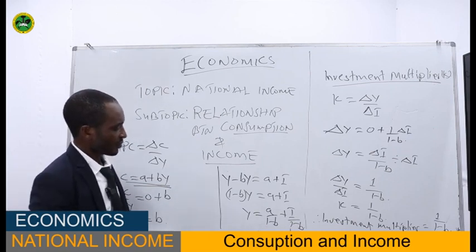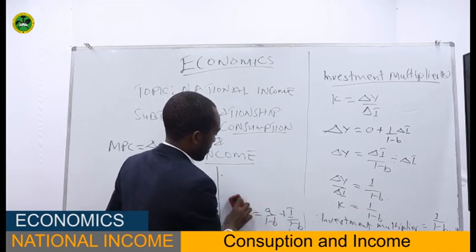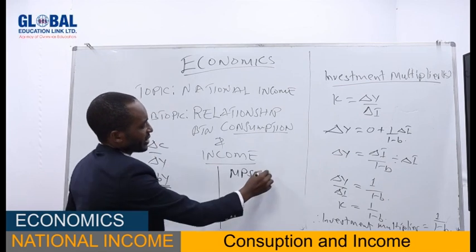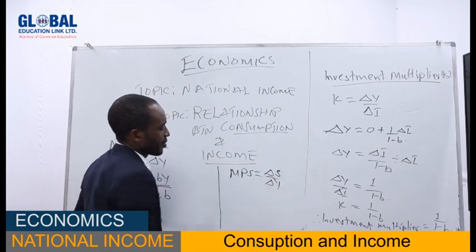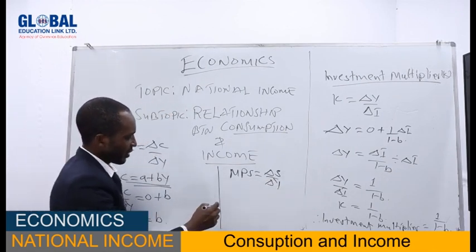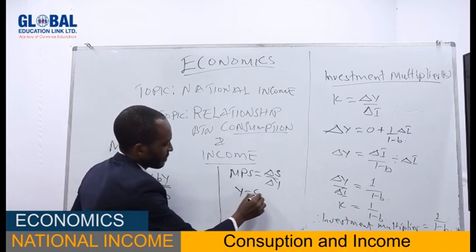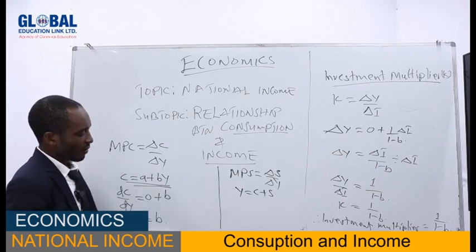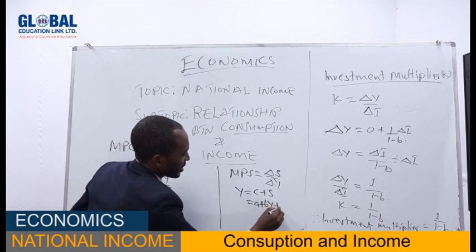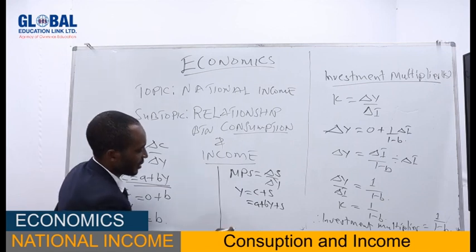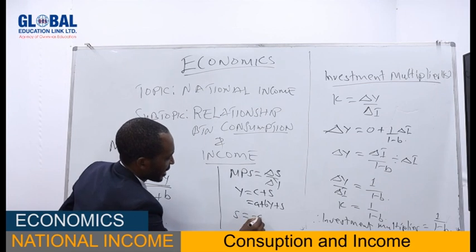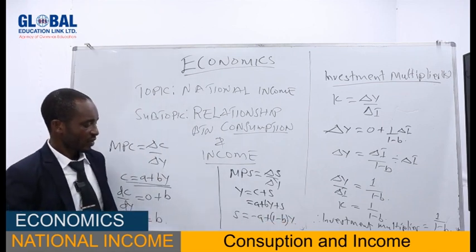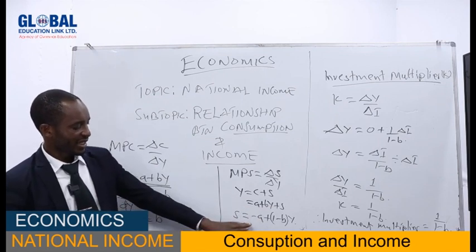Again, let us find the MPS. MPS we said is change in S over change in Y. But we know our function, which is Y equals C plus S, where S is the saving. Now substituting the consumption equation, here will be A plus BY plus S. Now when you make S the subject, S will be equal to negative A plus (1 minus B) Y. So when you make S the subject and you collect like terms, the saving function will be this one.